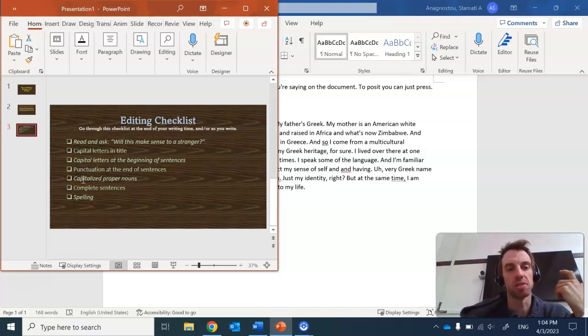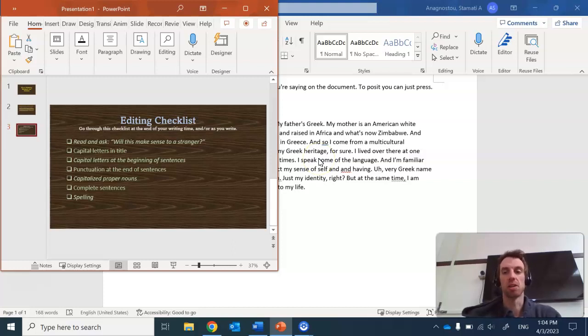Are proper nouns, names, places, things like that capitalized? Are my sentences complete? Do they have a subject, a verb, and an object? In other words, what's the sentence about? What is that topic doing? And what are they doing it to? All three of those need to be present in a complete sentence. And then spelling. All right, so will this make sense to a stranger?